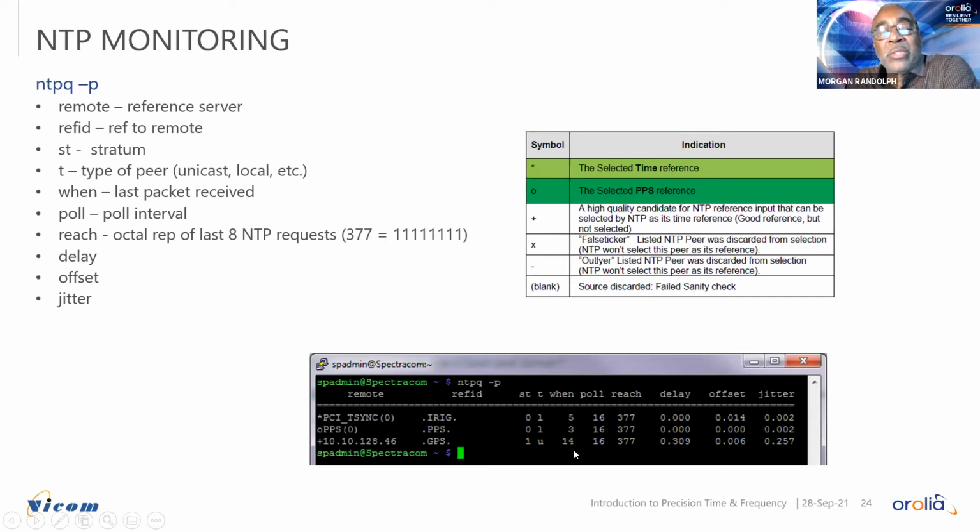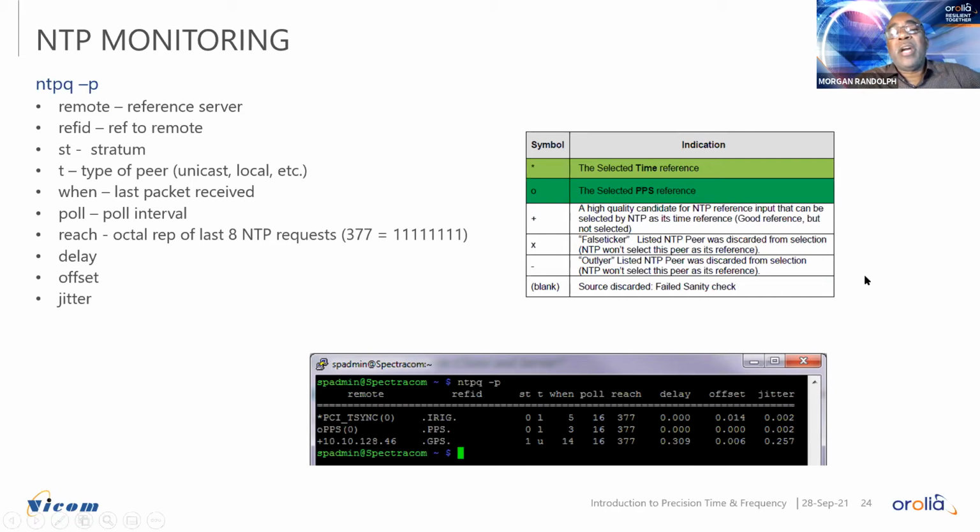When the last packet was received, 14. You've got the poll, the reach, the delay, the offset, and the jitter. So you'd see all of that information provided here. What I will tell you is that 377, when you're booting up type situations, is an important one, because if you're not at 377, you're going to have some NTP problems.